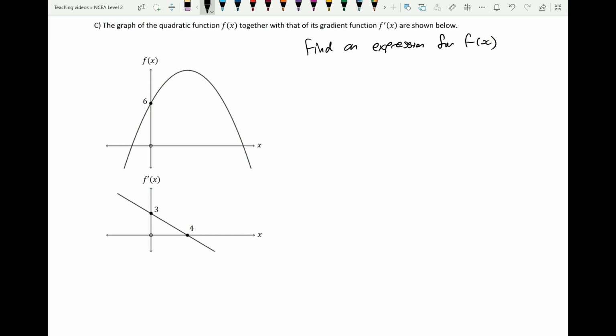If we look at f of x, this negative parabola, there's not enough information to find the equation for that. We only know one coordinate on it. That's not enough. We don't know the location of those intercepts or the turning point. So we can't use that graph of f of x to find the equation of f of x with that information. So that's what points us in the direction of f dash of x.